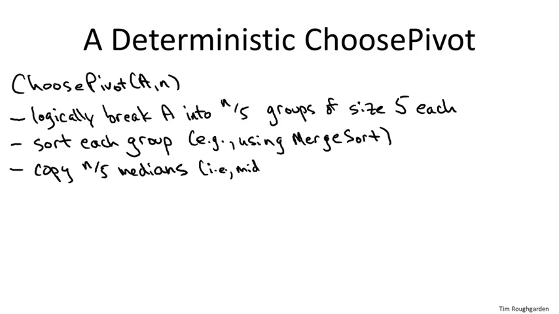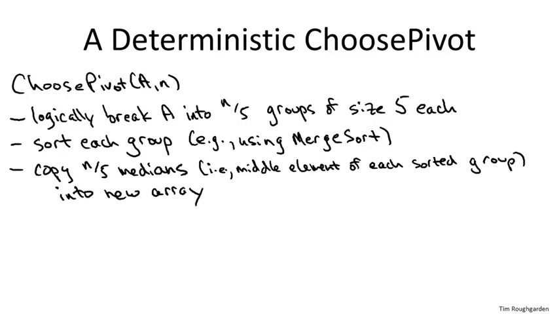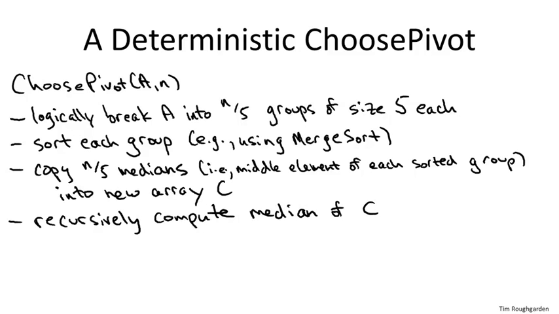Now we're going to take our first round winners and copy them over into their own private array C. Now this next step is the one that's going to seem dangerously like cheating, dangerously like I'm doing something circular and not actually defining a proper algorithm. So C, you'll notice, has length n over 5. We started with an array of length n. This is a smaller input. So let's recursively compute the median of this array capital C.